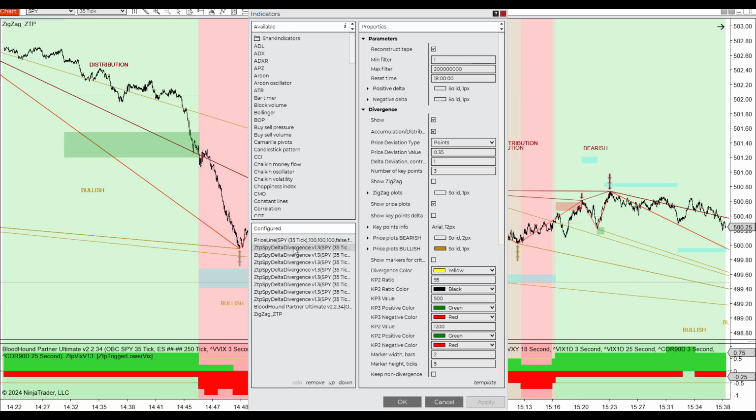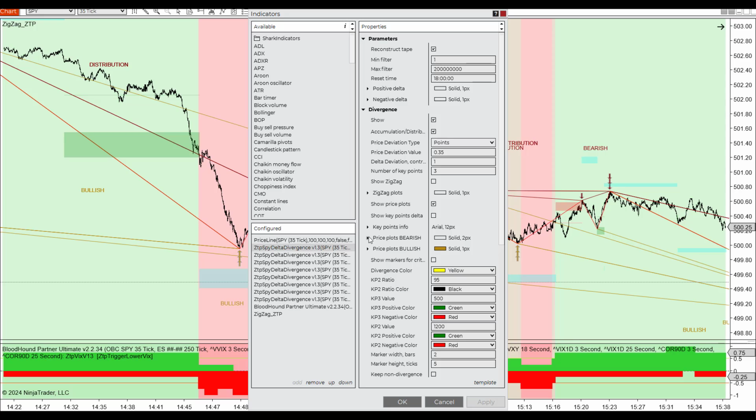So what he's done is he's gone and created 8 of them, 4 for support and 4 for resistance. So those settings are going to look something like this. We're going to reconstruct the tape. We're going to have a 1-2 basically infinity max filter, price deviation value of 0.35. Don't forget to hit the show divergence and the accumulation distribution. 3 is our key points, show our price plots, and then what he unchecked was show key points delta.